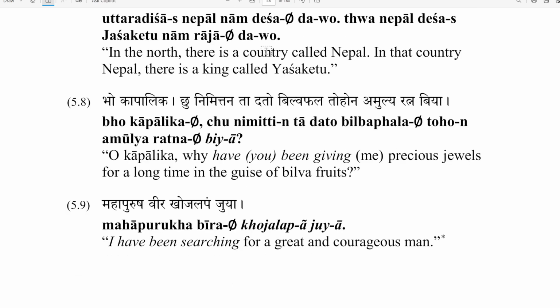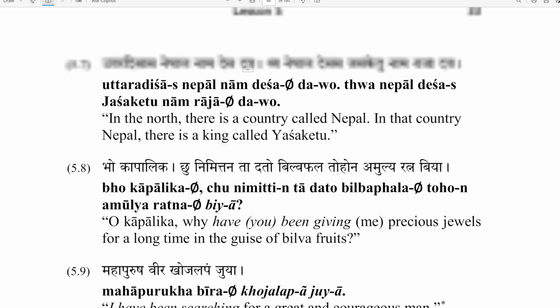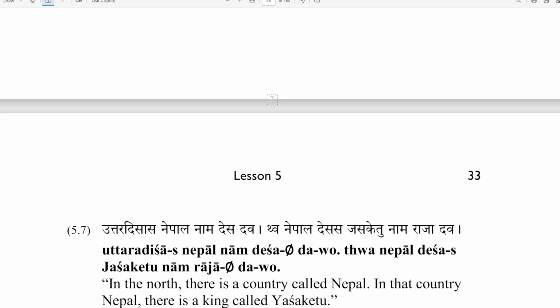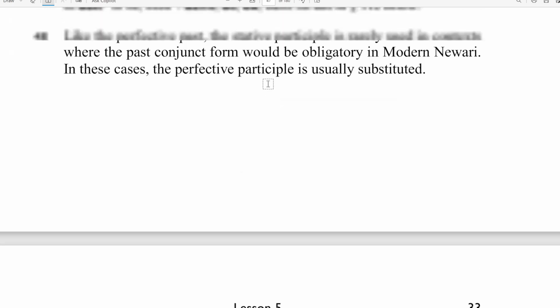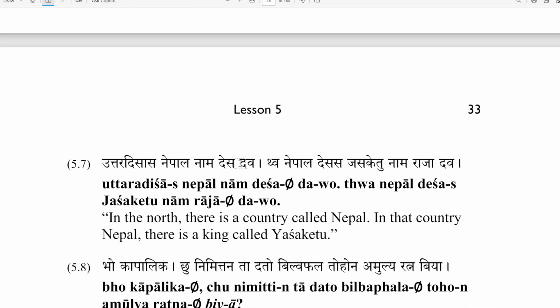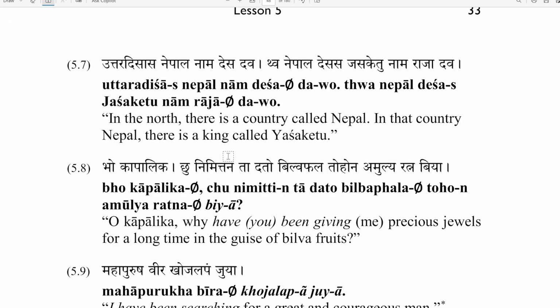Any questions? No. In these two sentences, we see that the subject is just the third person, like a king existed or a country existed. So it is the third person conjunct using this stative participle.